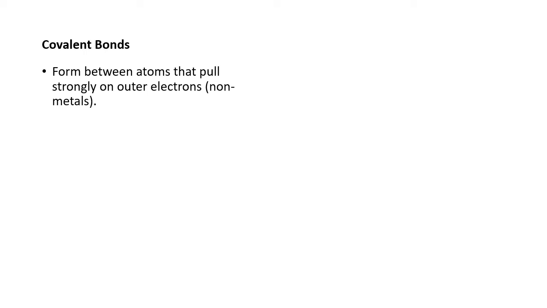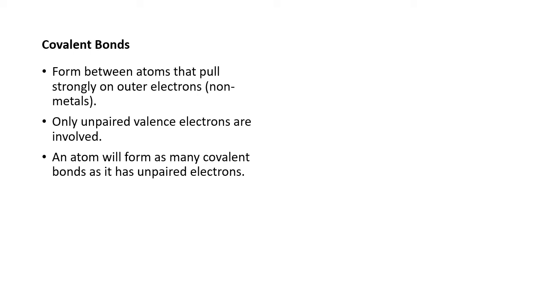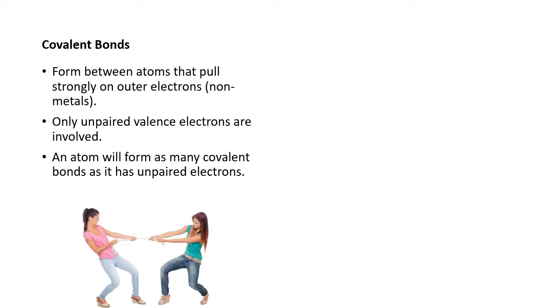So, covalent bonds form between atoms that pull strongly on their outer electrons, typically nonmetals. Only unpaired valence electrons are involved, so the number of covalent bonds an atom will form is equal to the number of unpaired electrons that it has. Kind of like two people pulling on the same rope and neither letting go. That's what causes them to stick together.